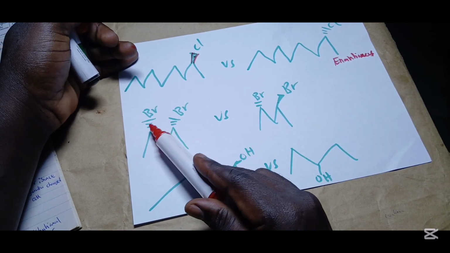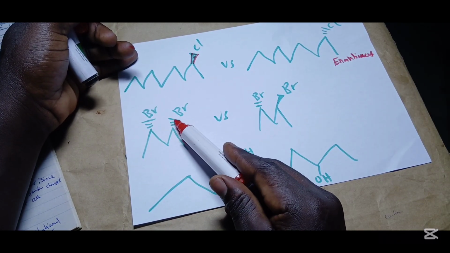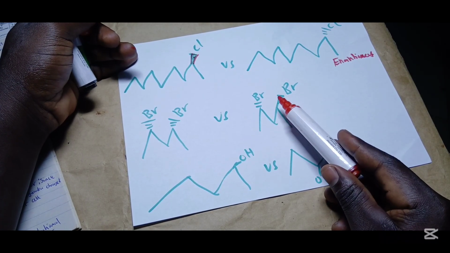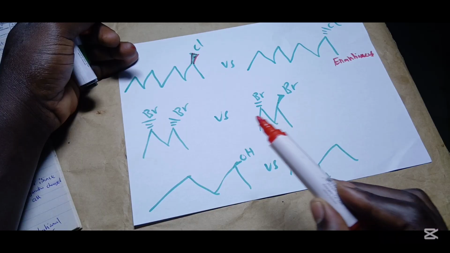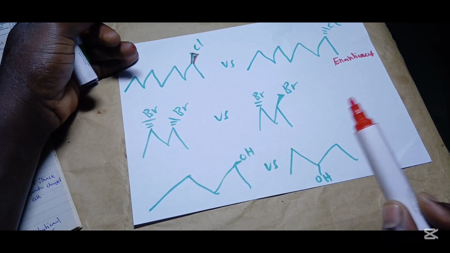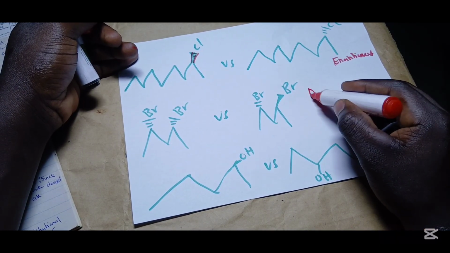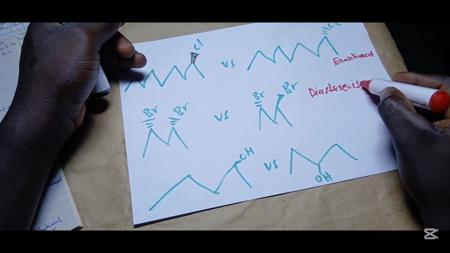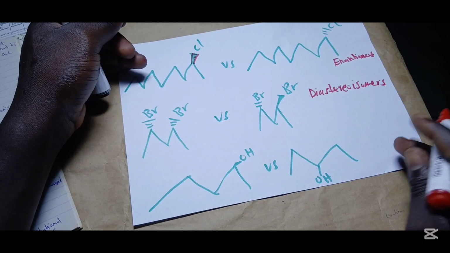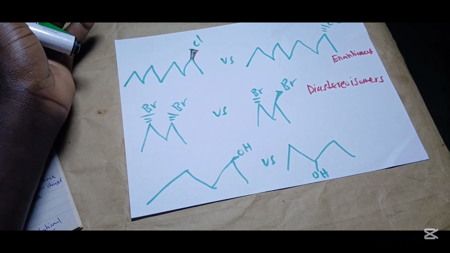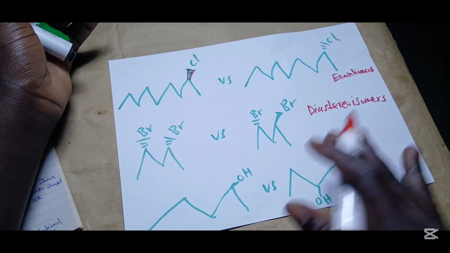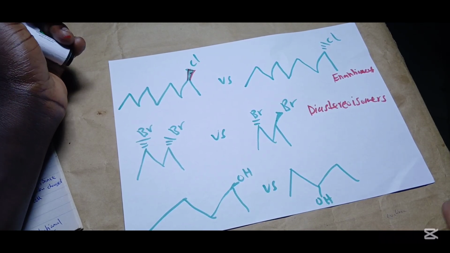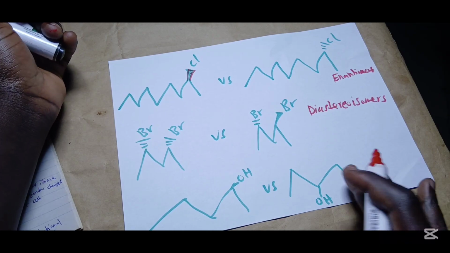What about this? All the bromines here are on the dash wedge, but here, one of the bromines changed into a solid wedge. If at least one of the configurations changes, but not all, then they are stereoisomers. They are diastereoisomers, as one of the configurations changed, but not all. If all the configurations change, then they are enantiomers. But if at least one of the configurations changes, not all, then they are diastereomers.